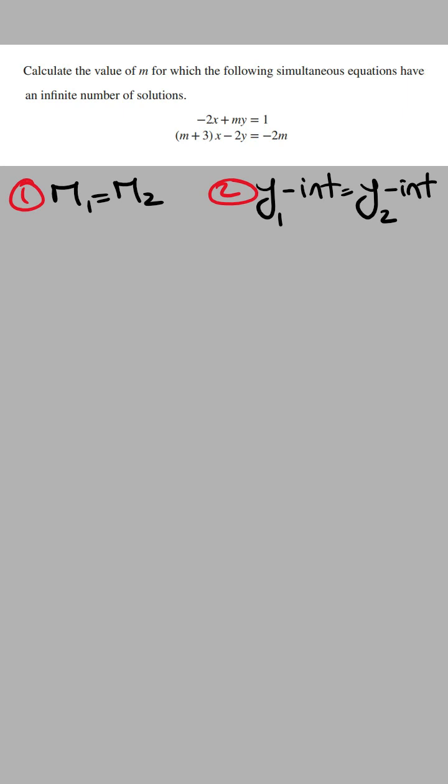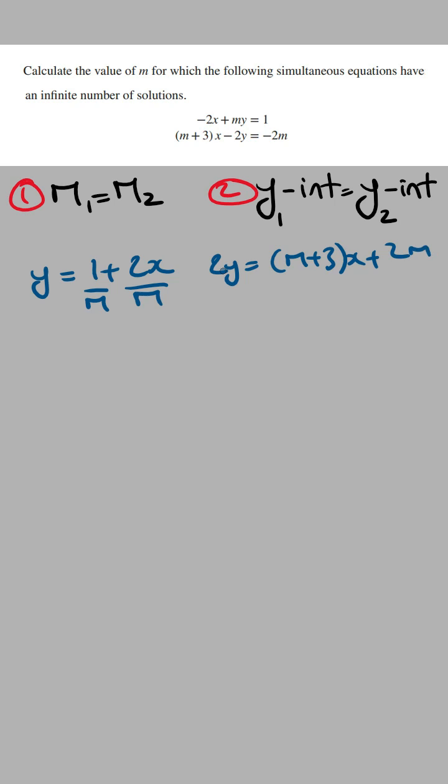Now the first step in solving these questions is to make y the subject. So rearranging the first equation, we're going to get y is equal to 1 plus 2x, and then divide by m, and we want to write this as fractions with two terms. And now rearranging the second equation, we're going to get 2y is equal to m plus 3x plus 2m, and then dividing both sides by 2, this is going to be m plus 3x plus 2m, and then each of these divide by 2.